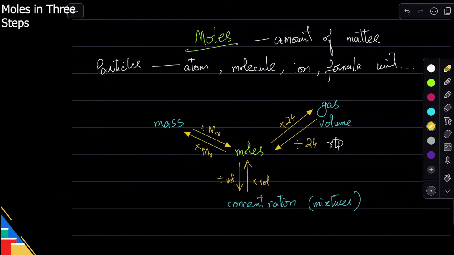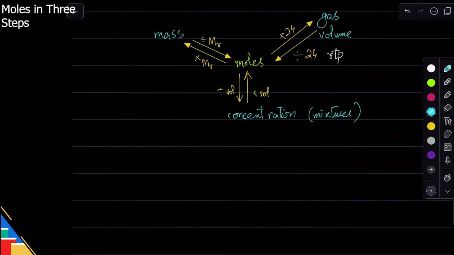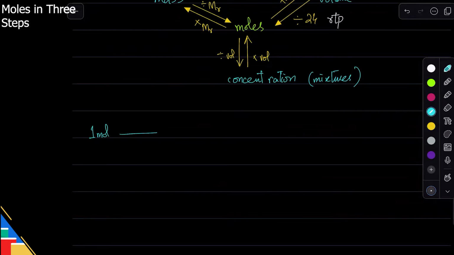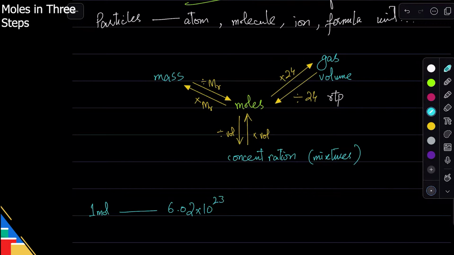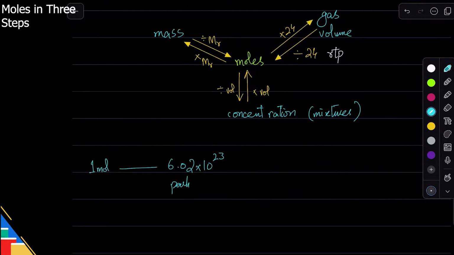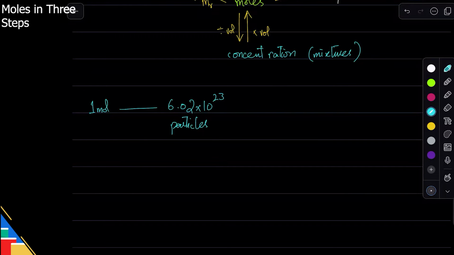So that is the main thing. At the heart of all of this is the idea that 1 mole is 6.02 times 10 to the power 23 particles. Any thing in the world, 1 mole is this many particles. Why do I need that? Because it's convenient. For example, what is 1 dash of anything which is equal to 12? What goes in the blank?